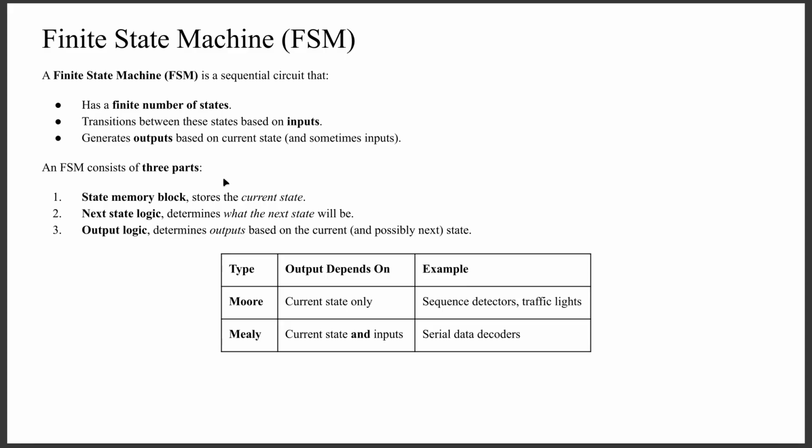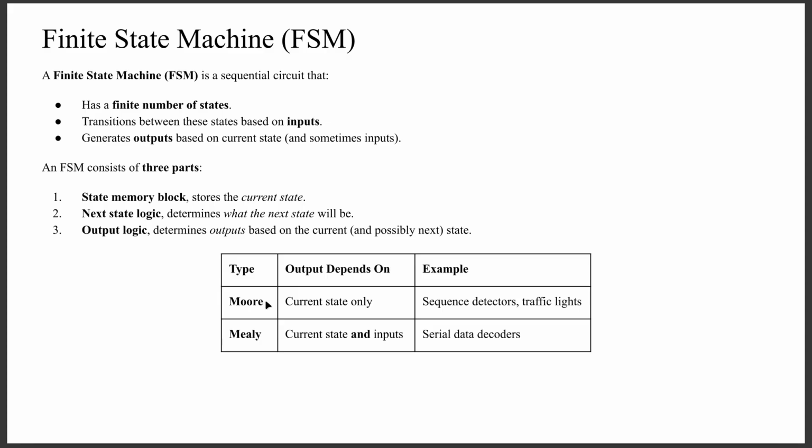An FSM consists of 3 parts. A state memory block stores the current state. The next state logic determines what the next state will be. And output logic determines outputs based on the current and possibly next state.